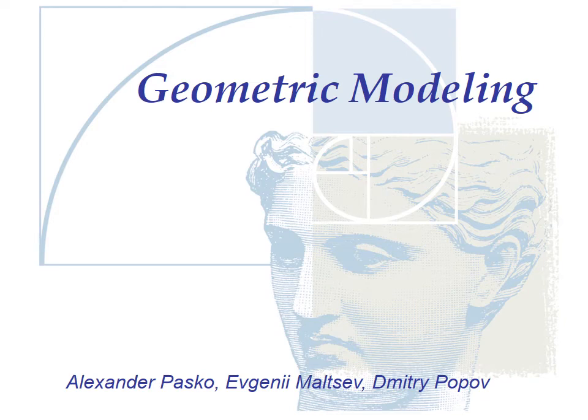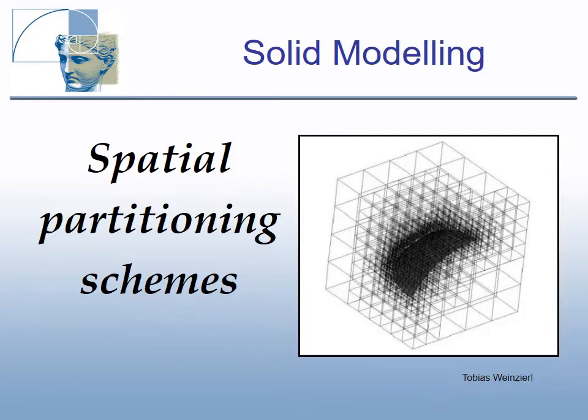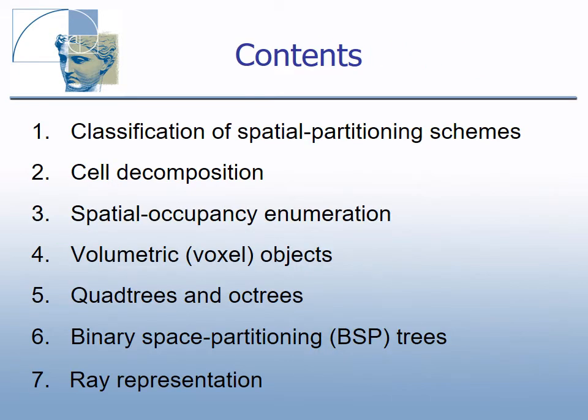This is the next and actually the last lecture of the geometric modeling course. Spatial partitioning is a wide class of representations with common characteristic of switching from continuous models to model discretizations. We'll cover the classification of spatial partitioning schemes and then go through particular schemes such as cell decomposition, spatial occupancy enumeration, volumetric or voxels objects, quadtrees and octrees, binary space partitioning trees, abbreviated as BSP, and ray representation.